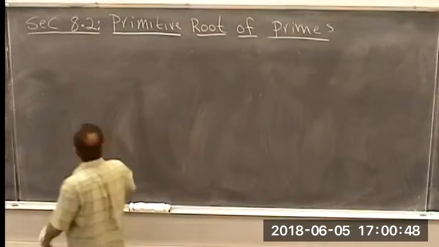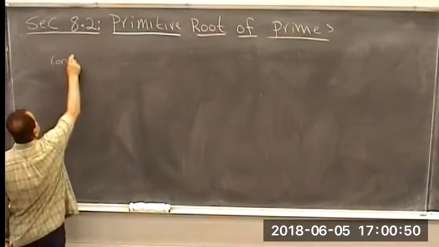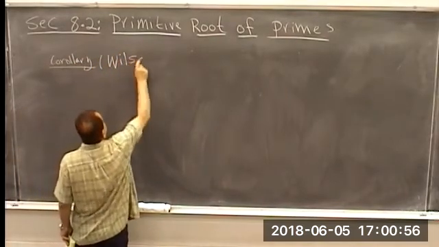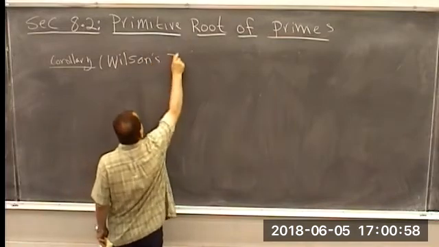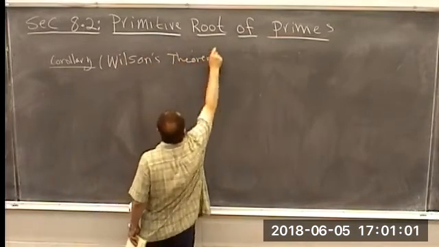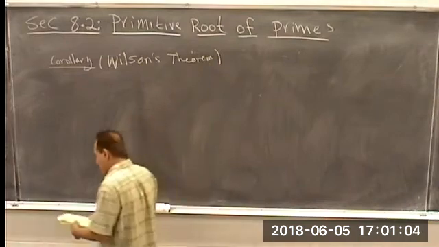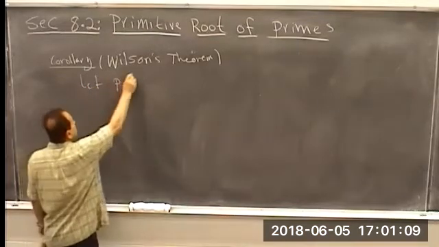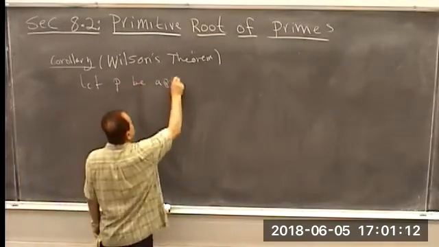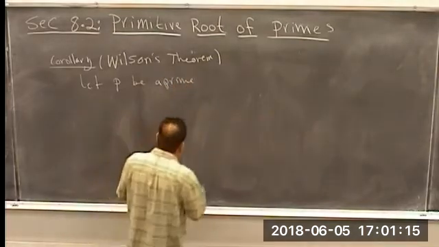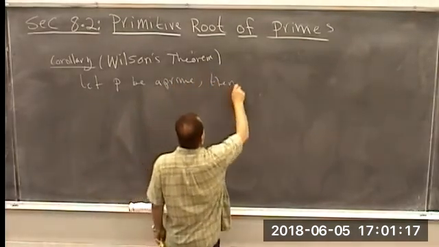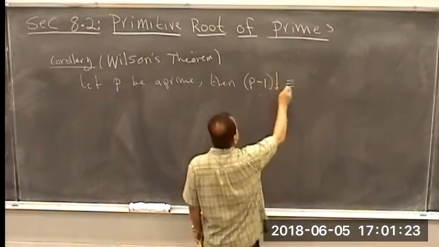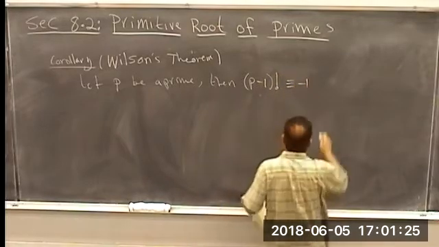All right, here is the corollary. And this is Wilson's theorem. Now, let's record what Wilson's theorem is saying: let p be a prime. Then p minus 1 factorial is congruent to negative 1 mod p.